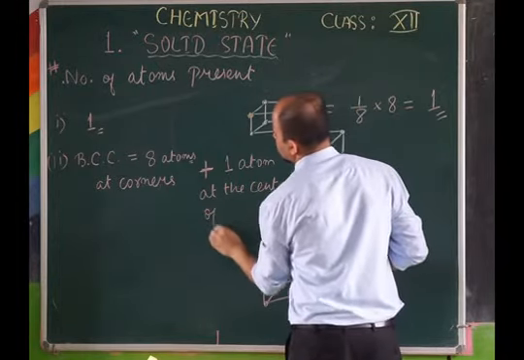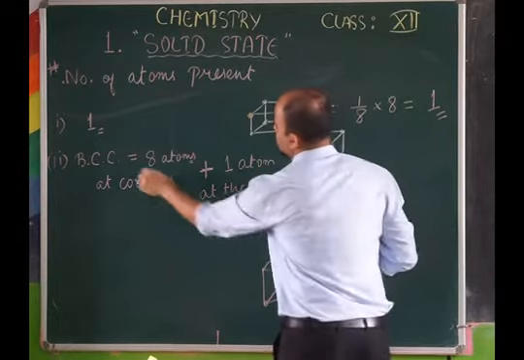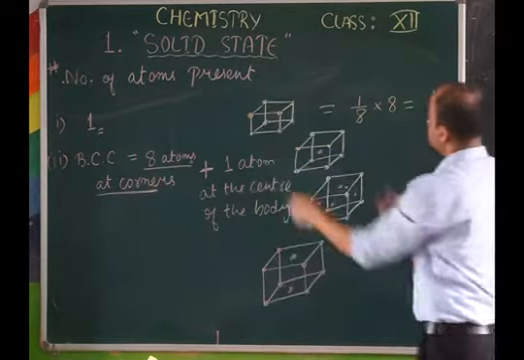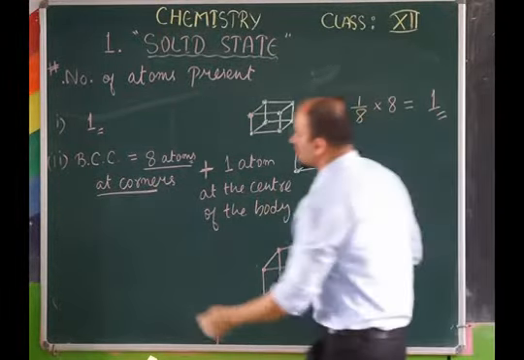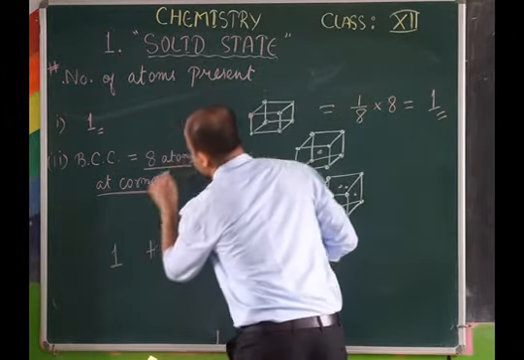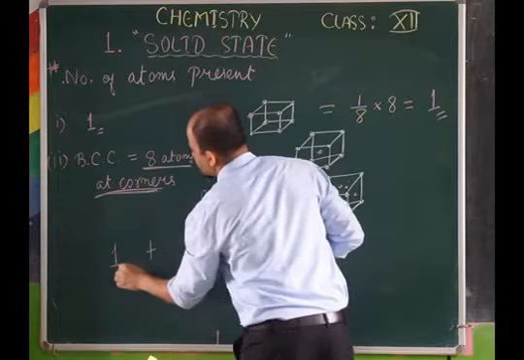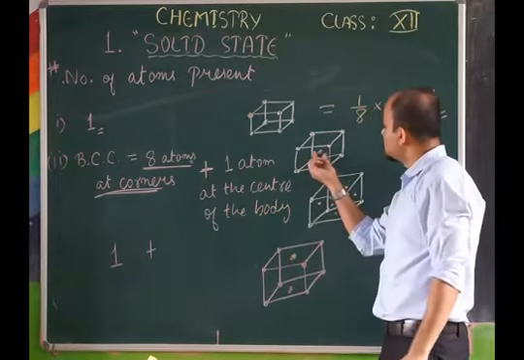So this part we have already calculated from the primitive unit cell. That contribution is how much? 1. So here in case of BCC, the contribution of these 8 atoms at corners is how much? 1. And this 1 atom is present where? At the center of this cubic cell.